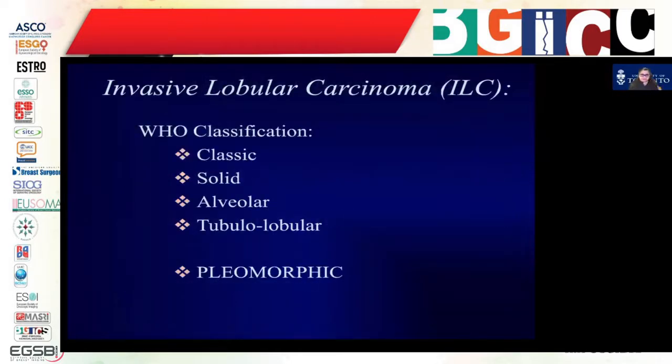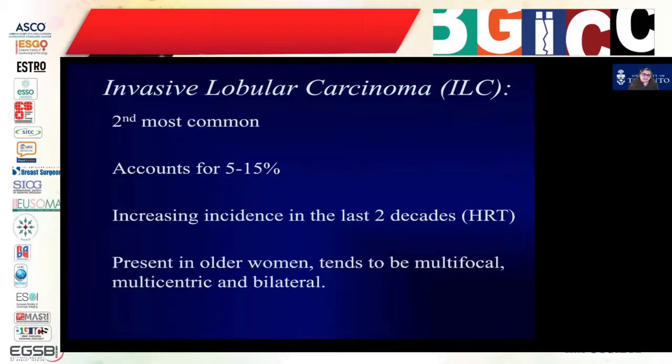So invasive lobular carcinoma, there are many different types as per the WHO classification. There's a classic type, solid type, alveolar type, and the tubular lobular type. And we also like to talk about the pleomorphic invasive lobular carcinoma, which is the most aggressive form of ILC that we see. It is the second most common breast cancer, obviously following the invasive ductal carcinoma, and it accounts for about 5 to 15% of all breast cancers that you would see.